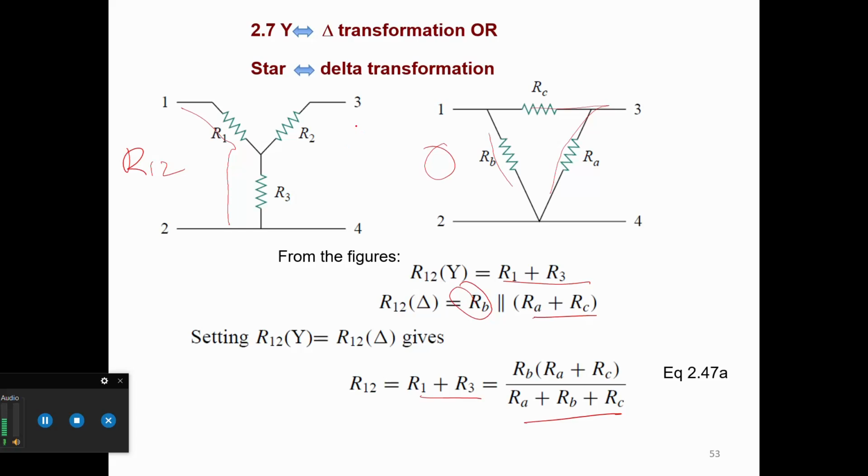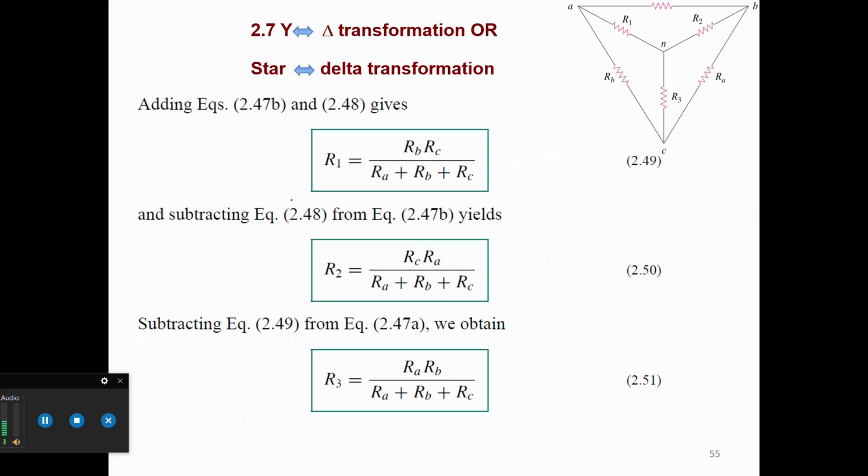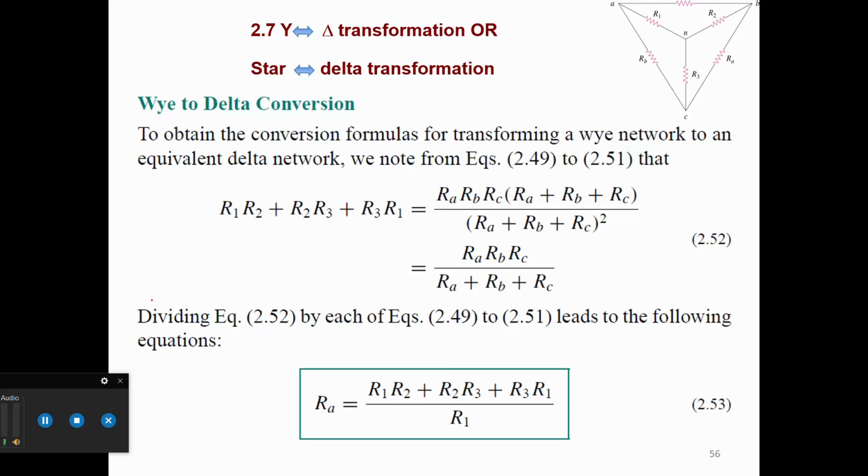Similarly, we can get the values for the other resistors, map them here, and get the equivalent values for all these nodes and identify them according to these formulas. So these are the final mappings. R1 is equal to RB into RC divided by RA plus RB plus RC, and likewise R2 and R3. Similarly, you can get the values for Y to delta conversions. These conversions basically help us solve equivalent circuits from one shape to another. The point here is that you need to identify the configuration and apply these formulas to get the equivalent circuit of a different shape.